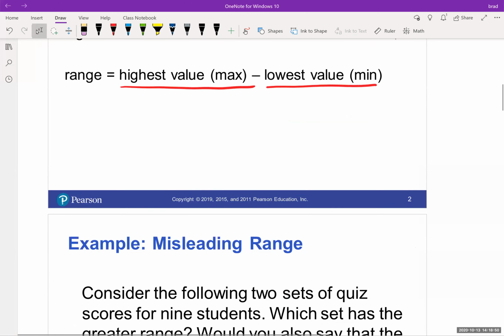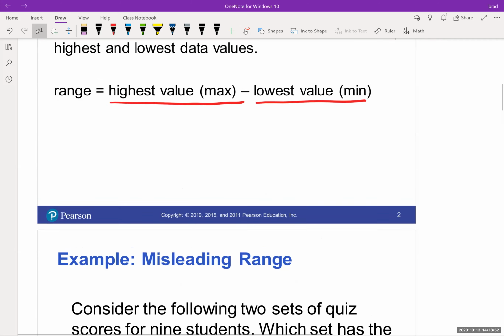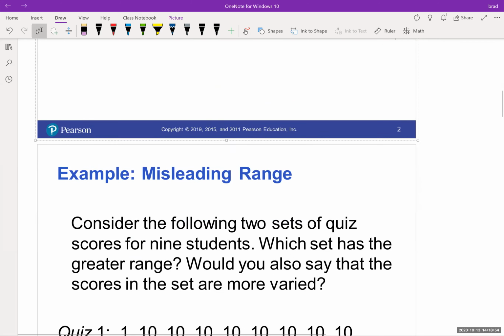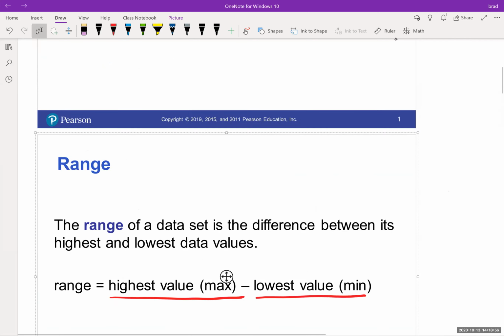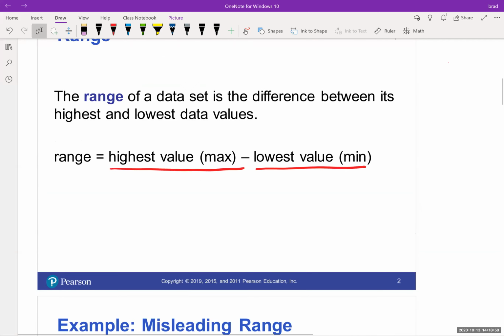All right. So an example, I think I deleted the wrong slide. Sorry about that, guys.